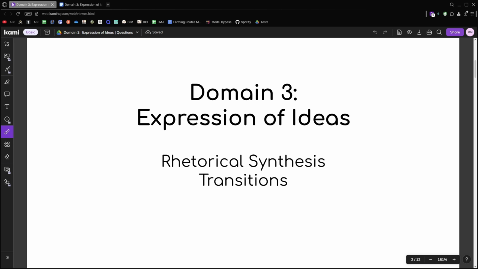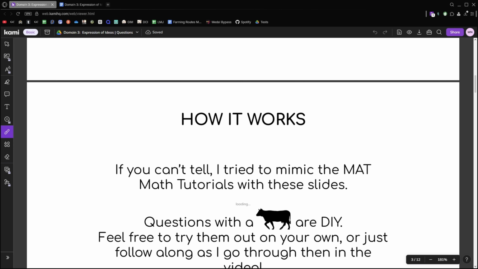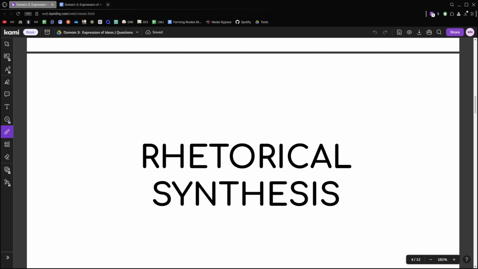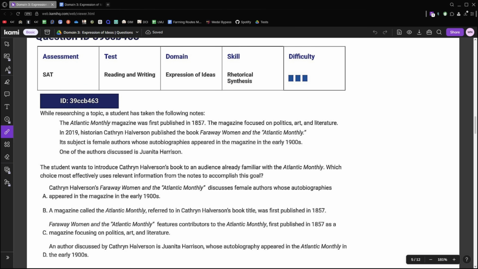These are the topics that we'll be going over. Here's how the slides will work. Questions marked with a cow are ones you can try out yourself. Since this is online, I'll obviously be going through every single question. Feel free to follow along or try some out on your own. Here we go with our first topic and question.